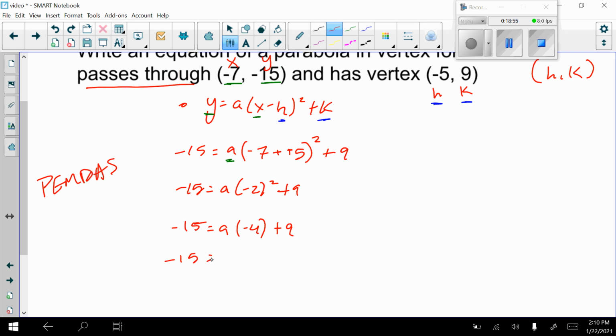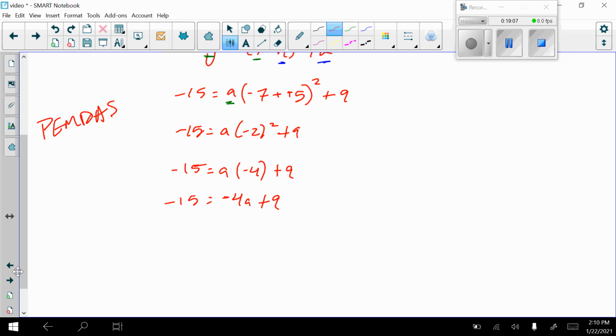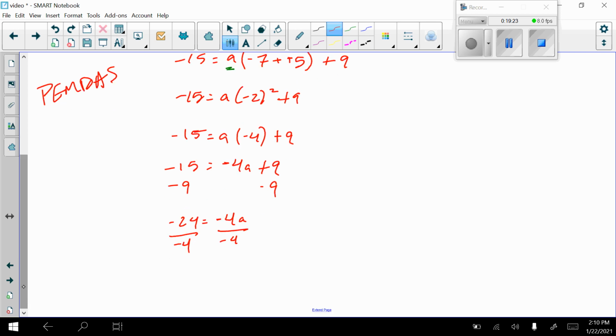I'm going to write this a little bit differently. A times 4. We like to write the variables second, right? So I'm going to write that as 4a plus 9. It means the same thing, just rewriting it. Now we're trying to solve for a. Okay, so let's get rid of this 9. Subtract 9 from both sides. -15 minus 9, that's -24 equals 4a. And then if I divide by 4 on both sides, I will get -6 equals a.